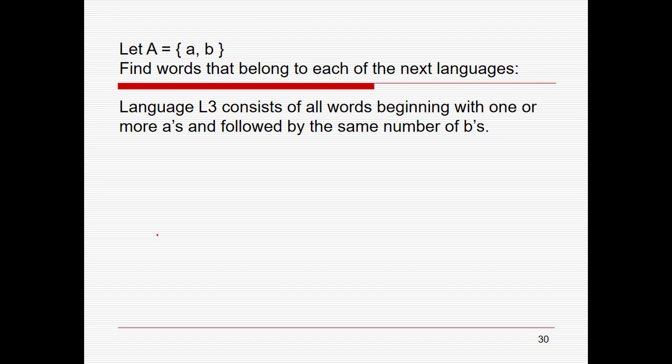Language L3 has one or more A's with the same number of B's, so that's a different language than the previous one. So if we look at L3, then we have at least one A, and if we stop at this one A, then we have to add exactly one B. If we start with two A's, we have to add two B's. A3, B3, etc. So the minimum size word in L3 is AB, and all words will have an even length.